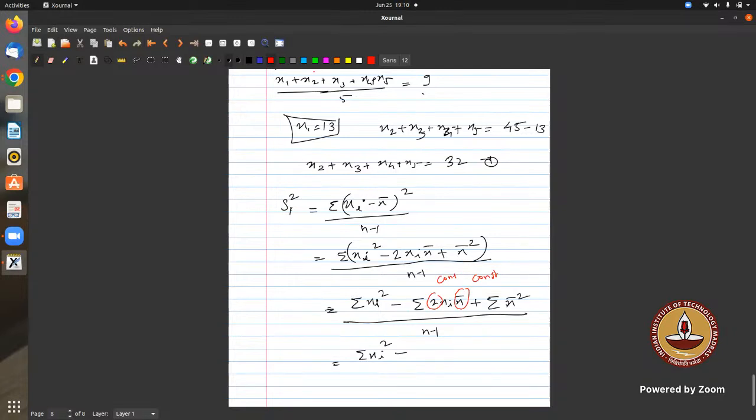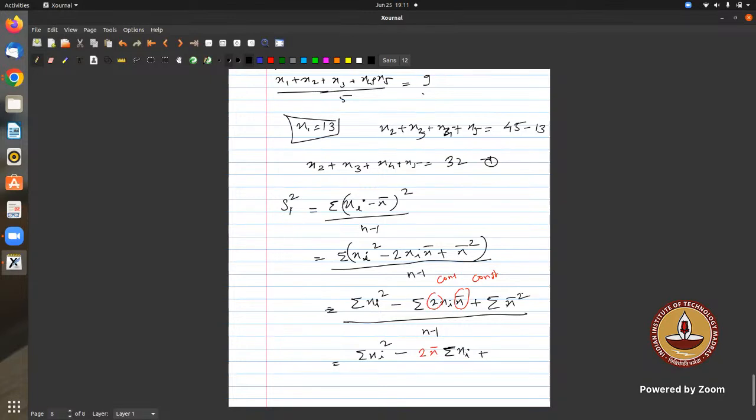In the summation I can take it common, right? So I'll take 2x bar as common. x bar is a constant, it is fixed, it is not varying. Xi is varying, right? The value of x1 is different, x2 is different, x3 is different. Then the summation of xi, this is fine, right?